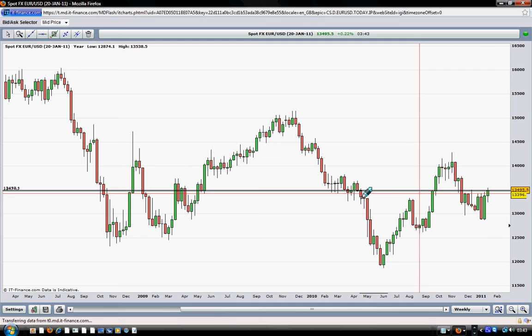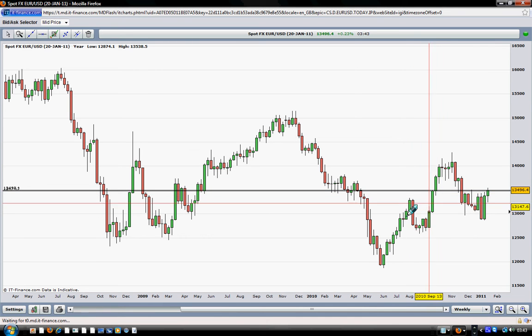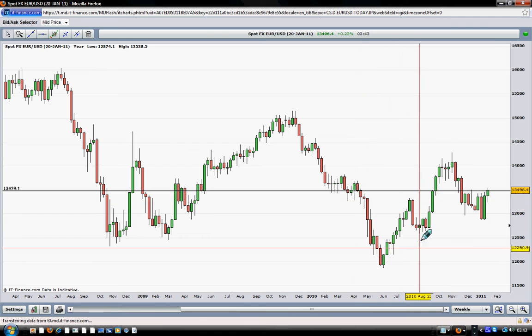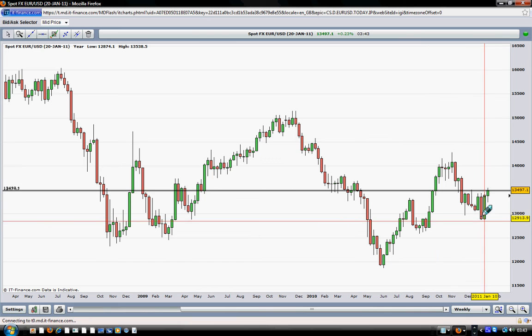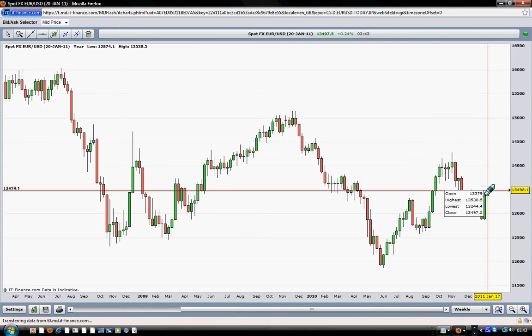But the market did not forget that level. As the price went below it, you see it came back and retested here on that particular day, and broke above it for a while, only to come back down below it again. Now it's retesting again the same level, 135.00, a very important level. That's where we are now on this weekly chart of the Euro USD.